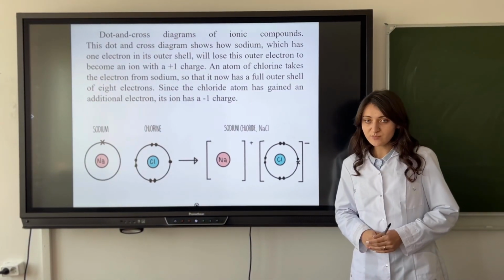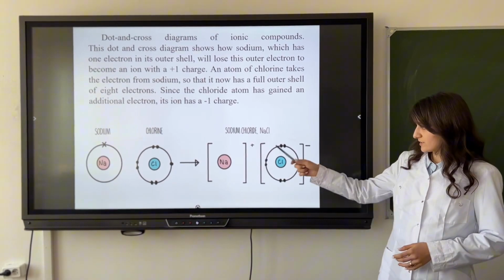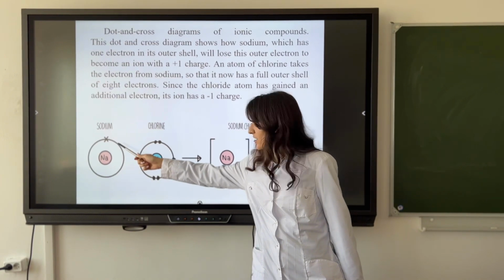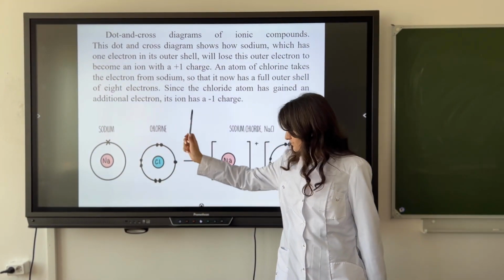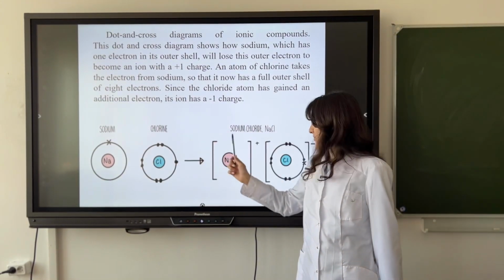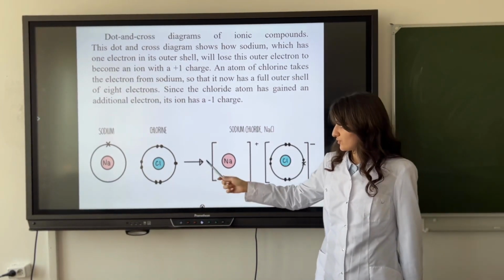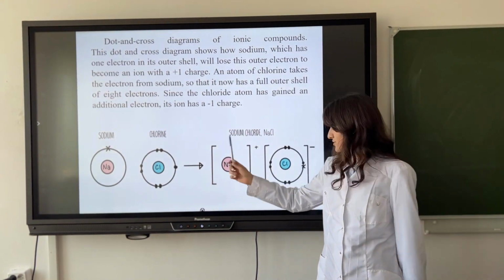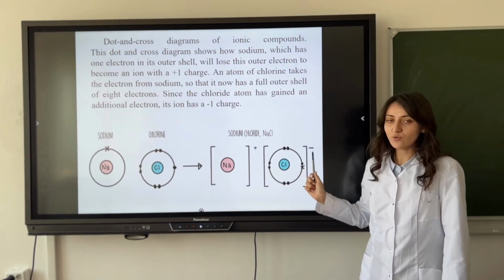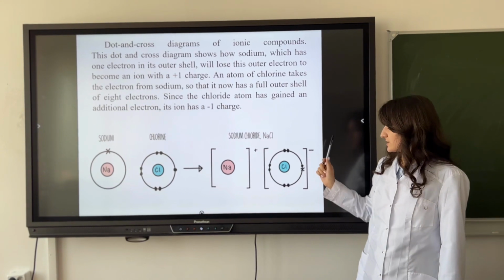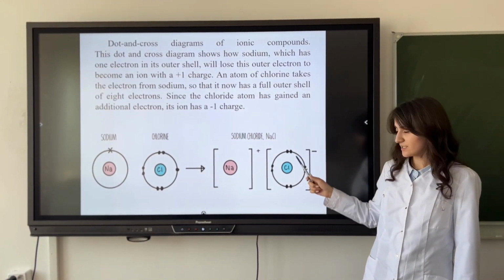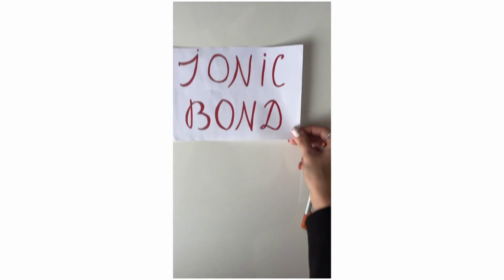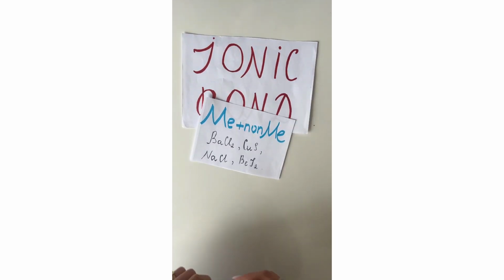Dot and cross diagrams of ionic compounds. These dot and cross diagrams show how sodium, which has one electron in its outer shell, will lose an electron to become an ion with a plus one charge. An atom of chlorine takes the electron from sodium, so that it now has a full outer shell of 8 electrons, and since the atom of chlorine takes the electron, its ion has a minus one charge. Ionic bond. An ionic bond is a bond between metal and non-metal.